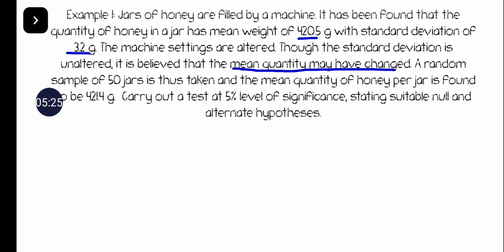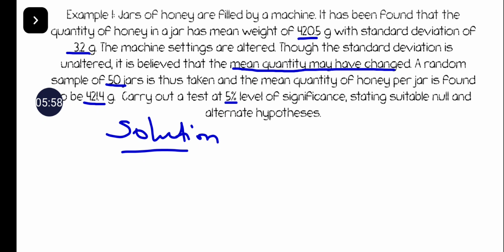A random sample of 50 jars is thus taken, and the mean quantity of honey per jar is found to be 421.4 grams. Carry out a test at 5% level of significance, stating suitable null and alternative hypothesis. Okay, that's it. I've underlined the keywords. We'll look at the solution.